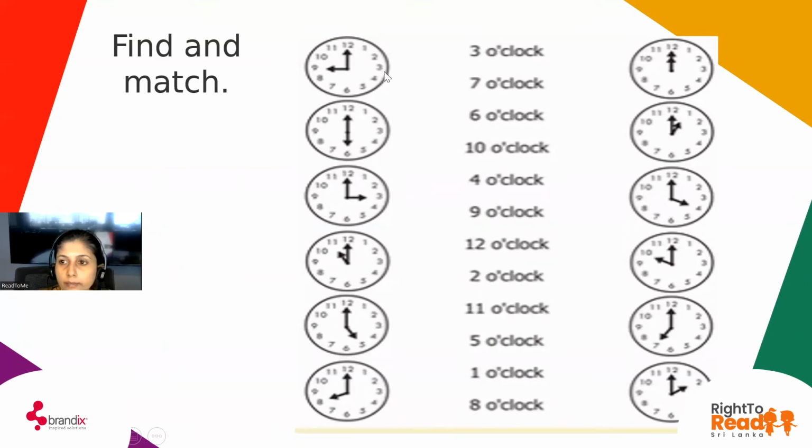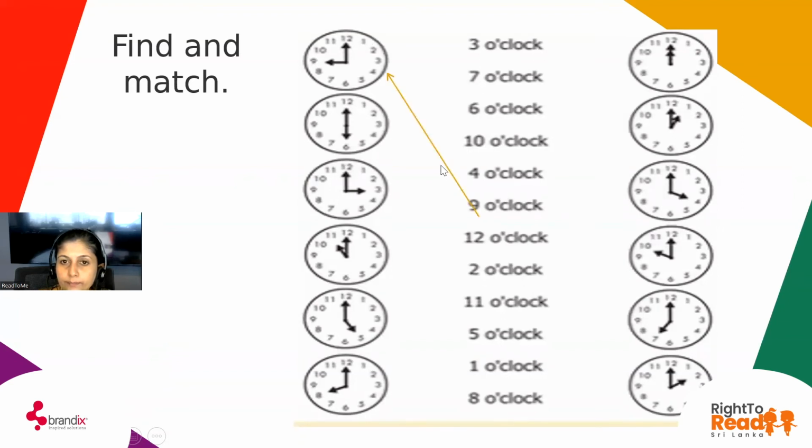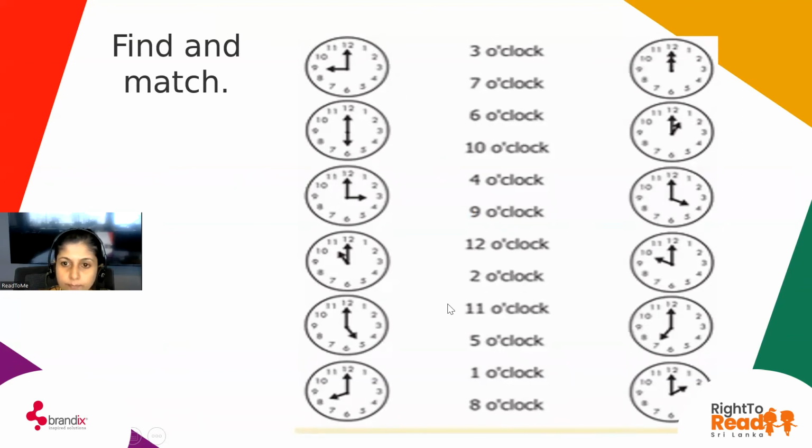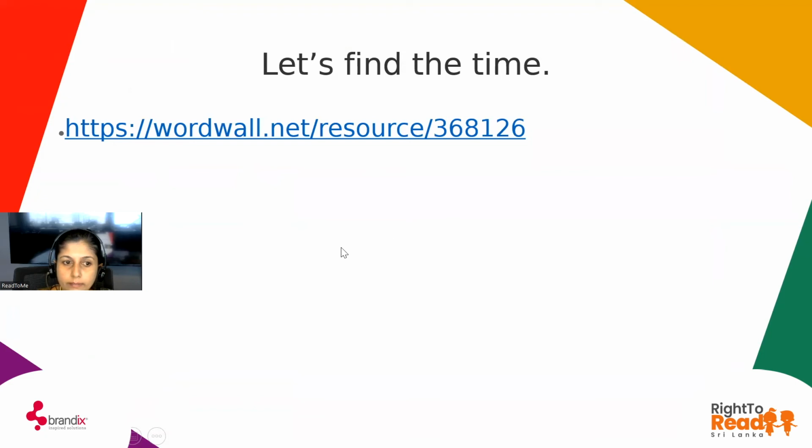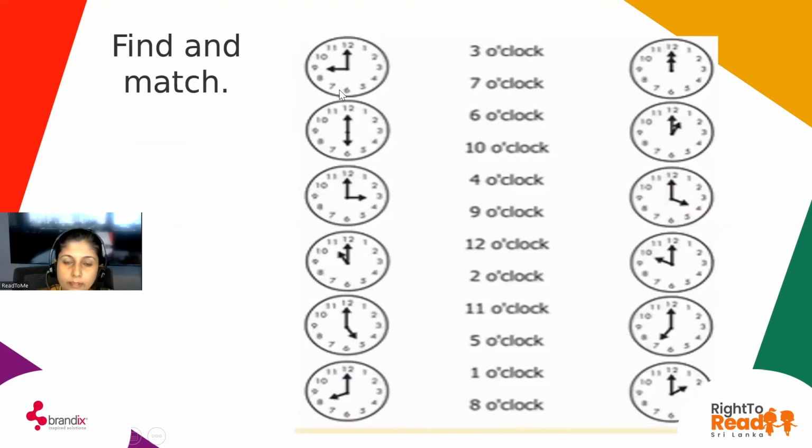Can you find the correct clock for the first one? 3 o'clock. What is the correct clock? What is the correct one for 3 o'clock? Yes, this one. In the first column, that means this line, third clock, this is 3 o'clock.